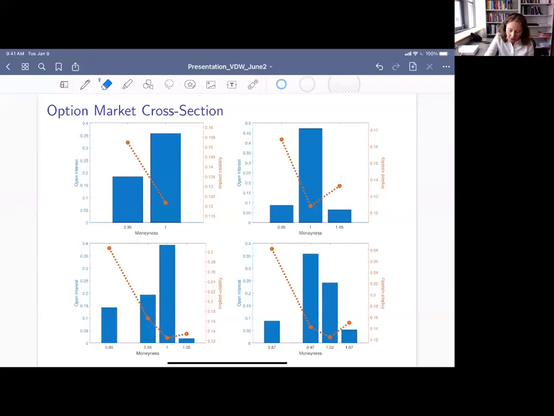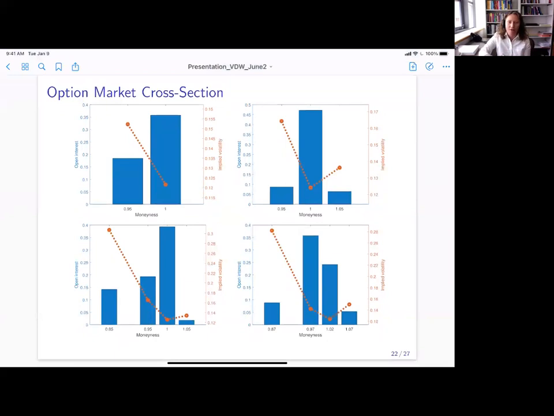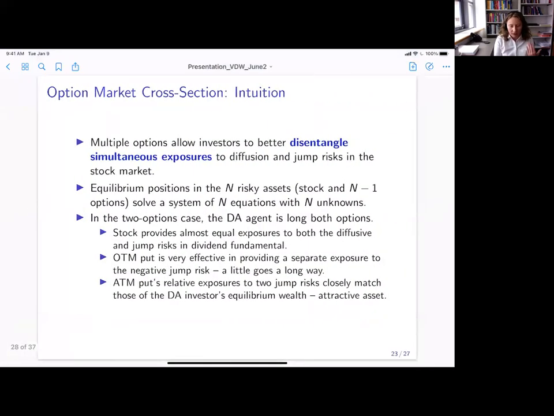And if you compare the 2 bottom graphs where we have the 4 options case, note that when the moneyness of the option that's just out of the money but close to at the money moves from 0.95 to 0.97, when it moves closer to the at the money, the peak of the open interest curve actually shifts there. This is also in line with what we observe in the data, because in the data, of course, you have more of these moneyness buckets, and the peak is close to at the money, but not exactly there. So let me briefly outline the intuition for this.